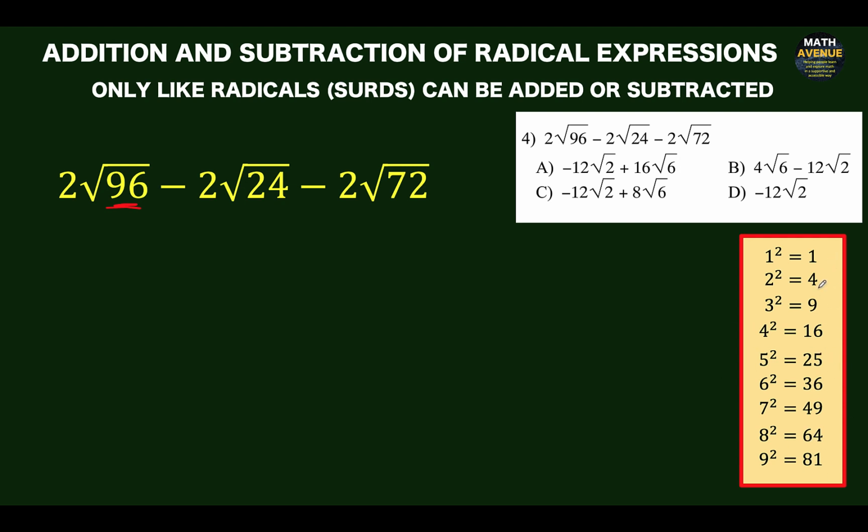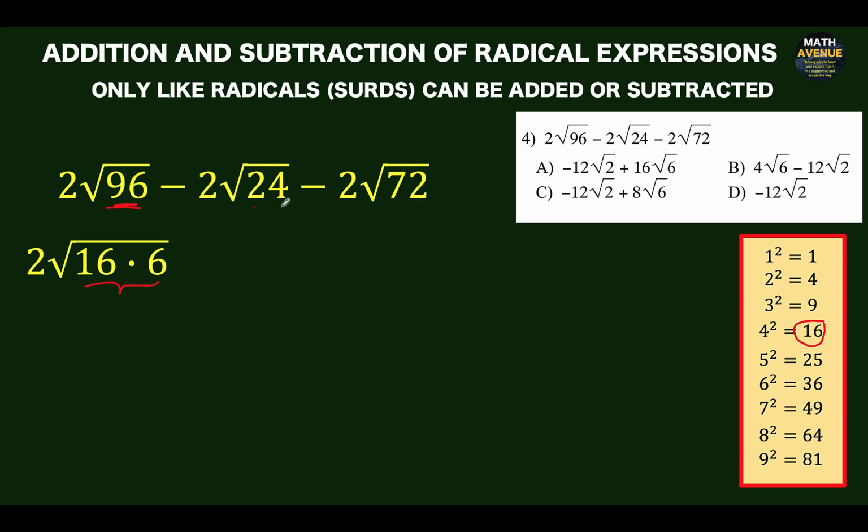It could be 4 times any factor or 9 times any factor or 16 times any factor, as long as you have two integers whose product is 96 and one of the numbers is any of these perfect squares. And it's 16. Ito pong 16 na ito multiplied by 6, that is equal to 96.